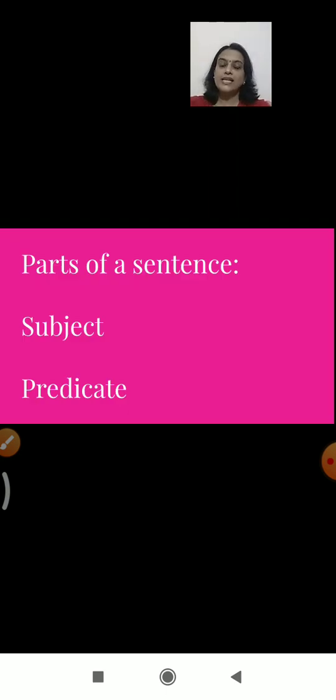Now let's see the parts of a sentence. A sentence is divided into two parts. What is that? Subject and predicate. You cannot form a sentence without the help of these two. So what are they? Subject and predicate. These are the two best friends of a sentence. Without them the sentence is incomplete. Now let's see how.